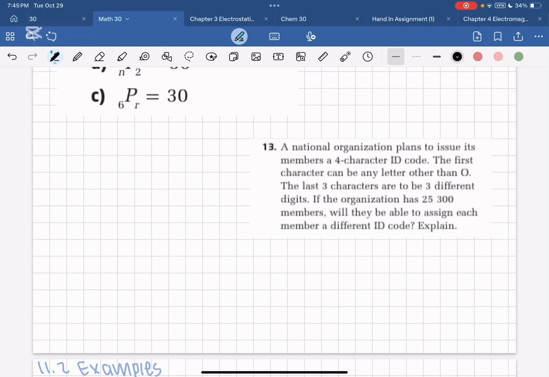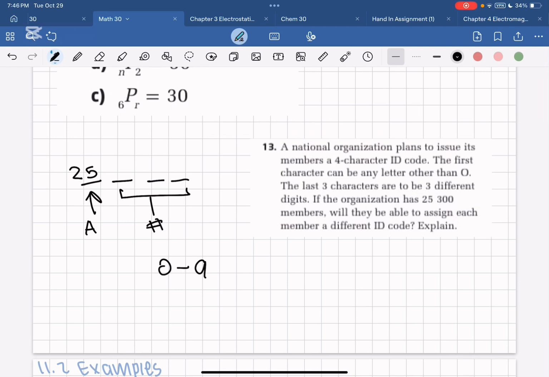So, we know that this code has to be 4 characters. The first character will be a letter, and the last 3 will be digits. We know that the first character can be any letter other than O. There's 26 letters in the alphabet, and by removing O, we have 25 options left. And then it says the last 3 characters are to be 3 different digits. That means we can't have any repeats in the last 3 digits.